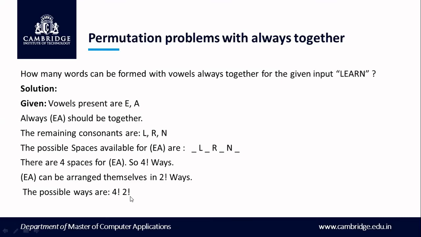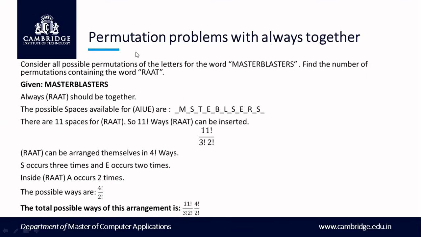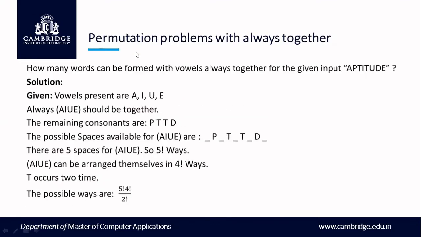So all the vowels should be always together. Let me take one more problem with always together. How many words can be formed with vowels always together for the given input aptitude? So how many vowels are here? A, I, U, E. 4 vowels are there. So always these 4 vowels should be together. So I will just club it together. What are the remaining consonants available? P, T, T and D.